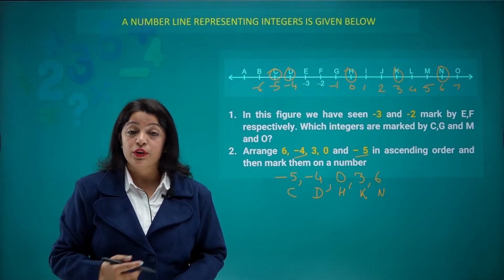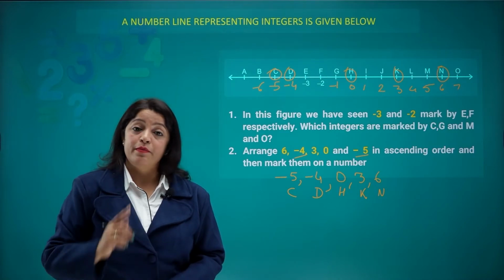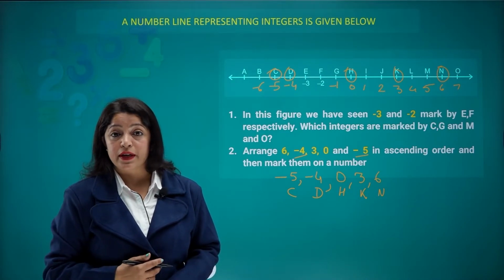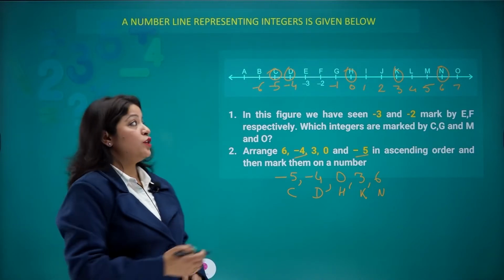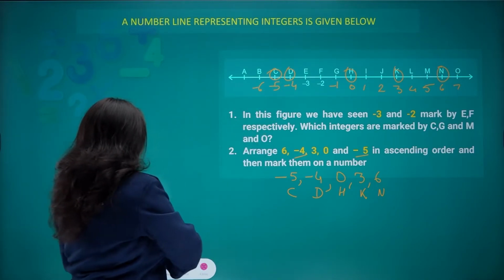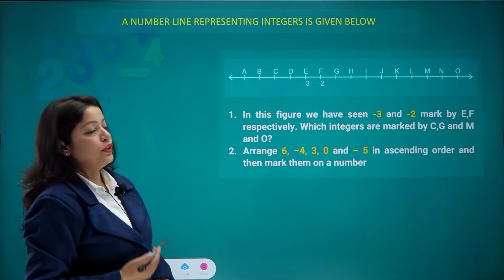So for marking, you need to first of all draw a number line. Remember always, whenever you are drawing a number line, all the numbers should be equally spaced. There should be equal spacing between all the numbers when you are marking it on a number line.